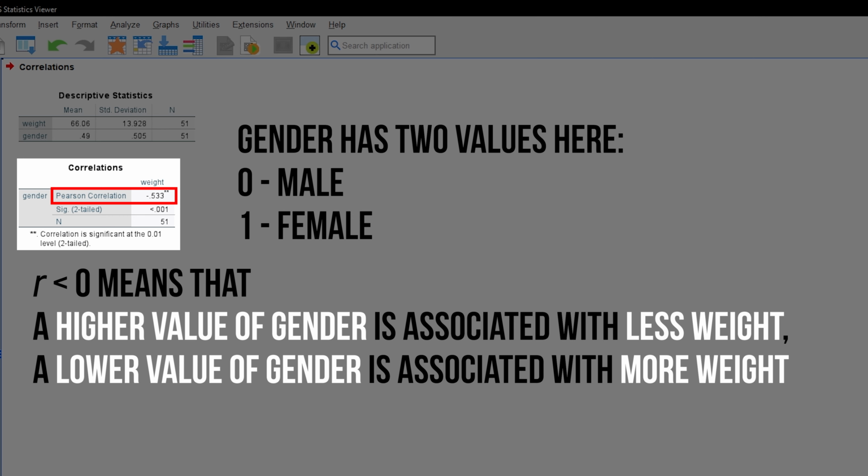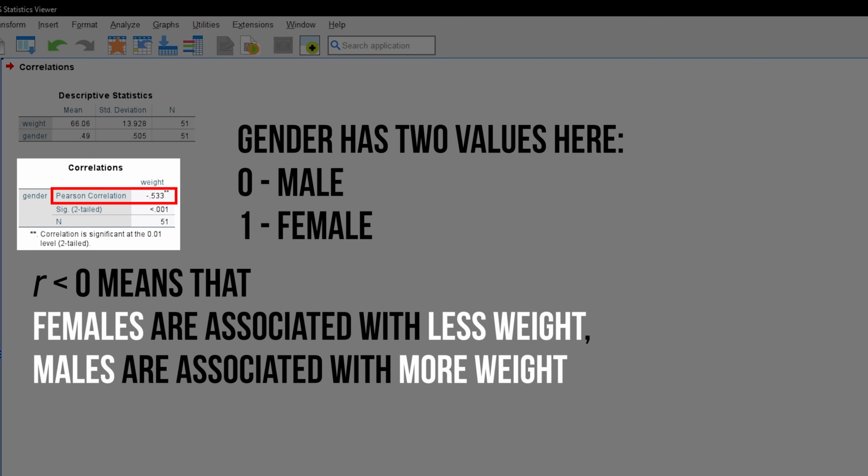For the correct interpretation, I only need to know what value is attributed with which gender in my case. I can easily look that up if I forgot. Either I have the value labels specified, if not, see the linked video, or I can look it up in the codebook. In my case, male is coded with 0 and female is coded with 1. Since I can observe a lower weight being associated with the higher value of gender, which is female, I can conclude that for this example, female participants have a lower weight.